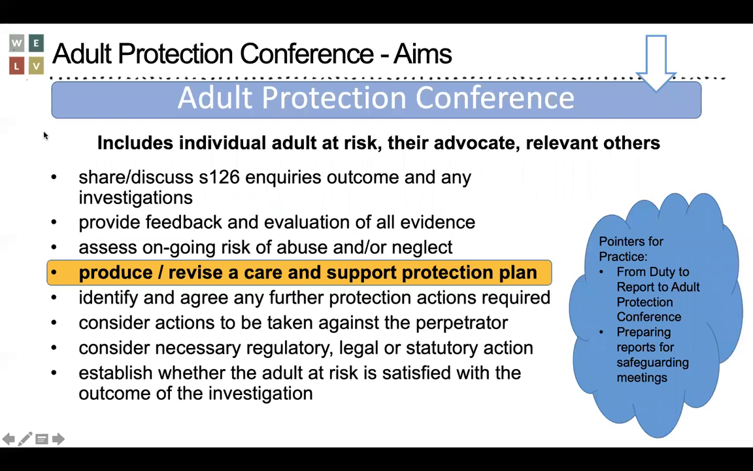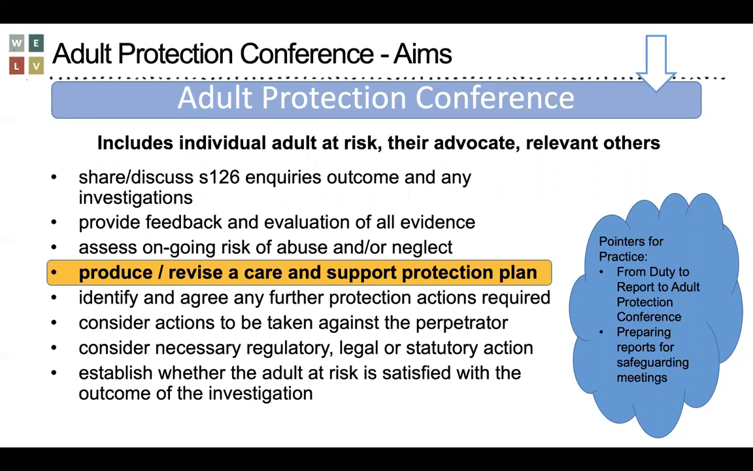The aim of the Adult Protection Conference, which again, a reminder, involves the individual themselves, is to share and discuss the inquiries undertaken under Section 126, provide feedback and evaluation of all the evidence, assess any ongoing risk of abuse and neglect. The aim of the conference may also be to produce or revise a care and support protection plan. There may be a circumstance whereby this is the initial conference that is being held and we are devising the care and support protection plan from the beginning.